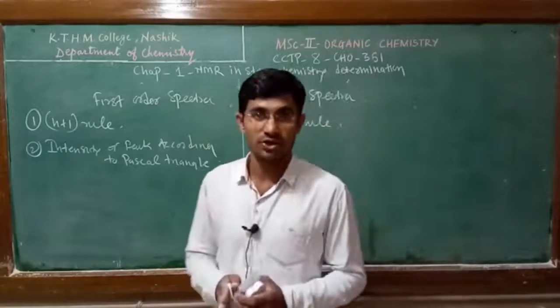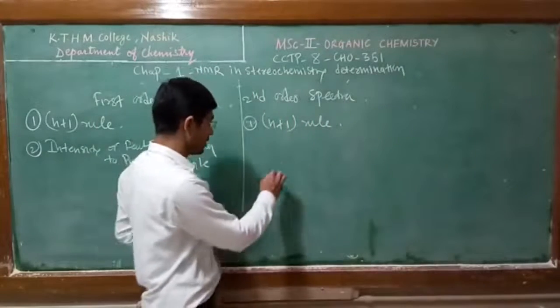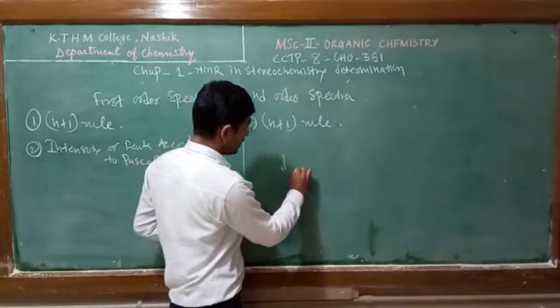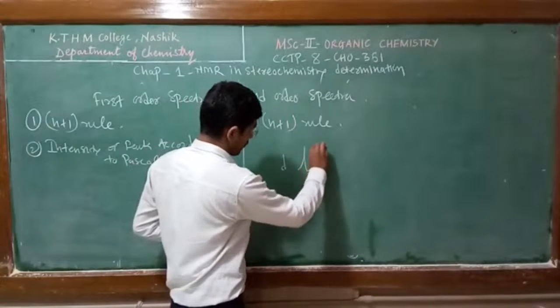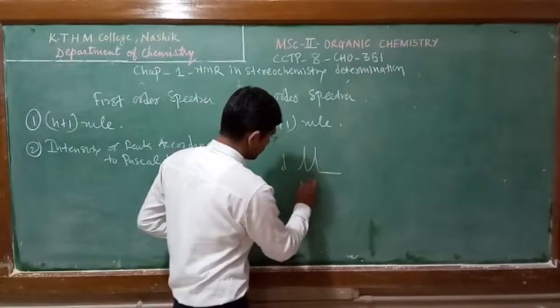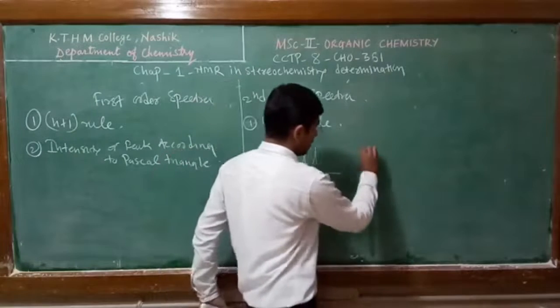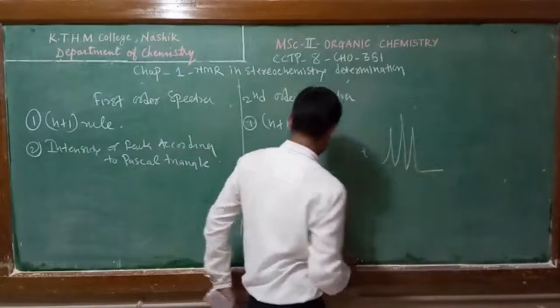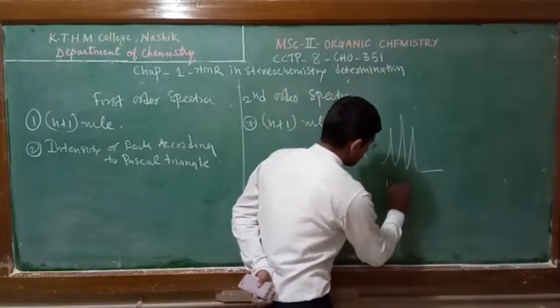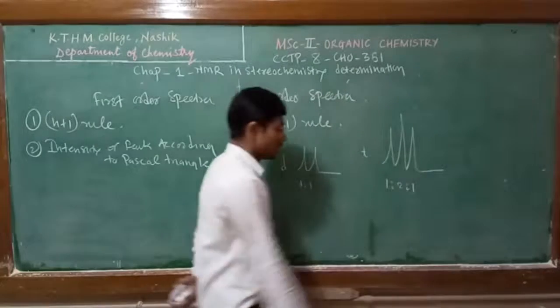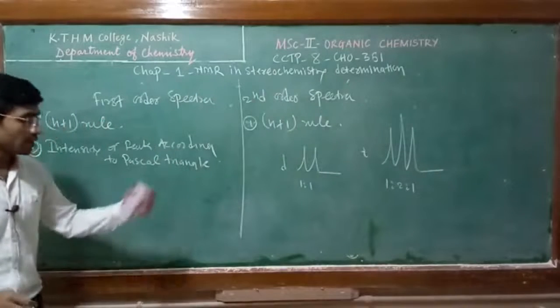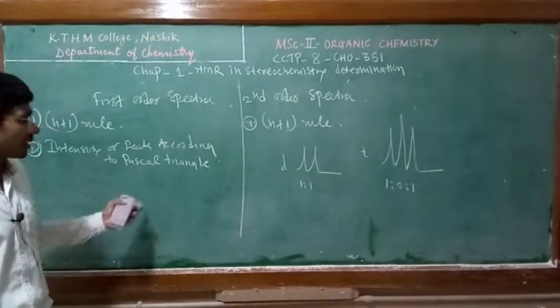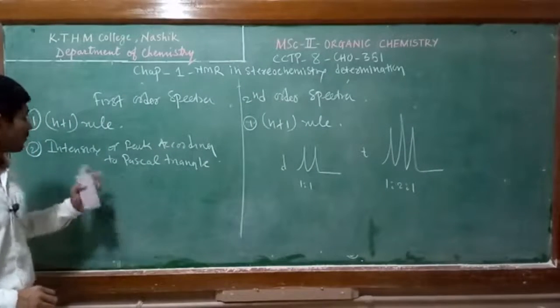So the Pascal triangle ratio is nothing but, suppose you get a doublet signal, a doublet gives the signal in the ratio 1:1. Triplet, so like this we get 3 peaks, and the intensity ratio is 1:2:1. This kind of Pascal triangle ratio is followed by the first order spectra.